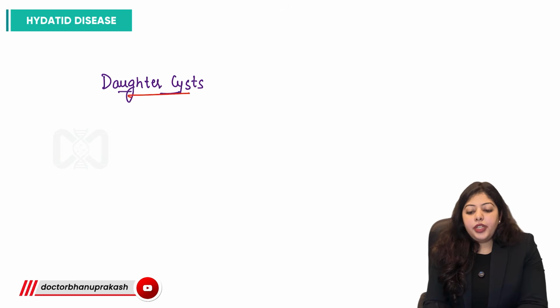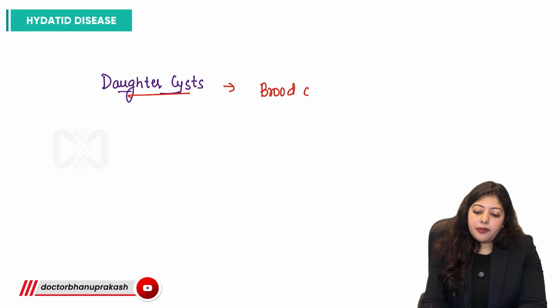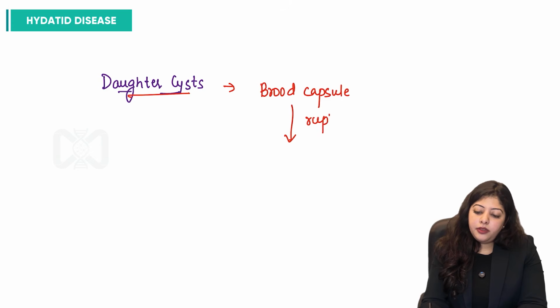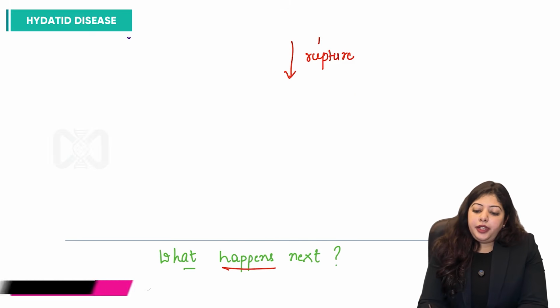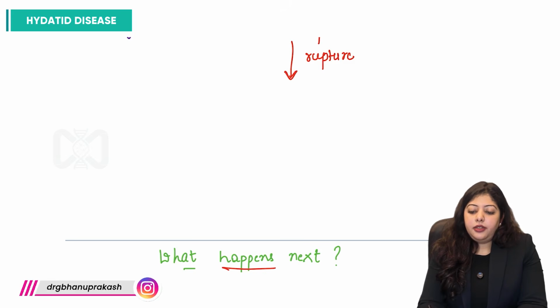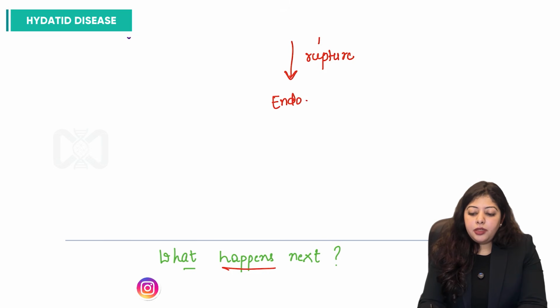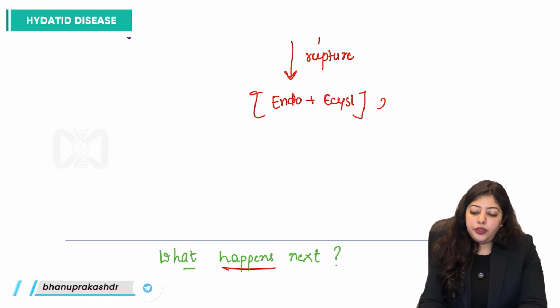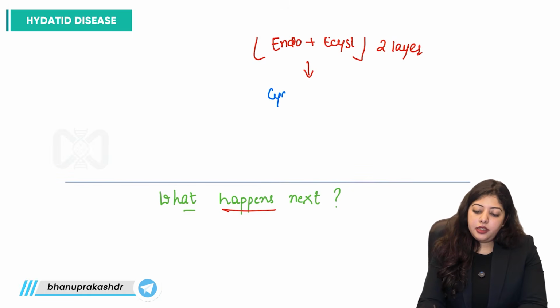And daughter cysts we have already discussed: they develop when the brood capsule ruptures, and then the internal structure forms into another cyst which gets enclosed by endocyst plus ectocyst, two layers. This gives the appearance of cyst within cyst.